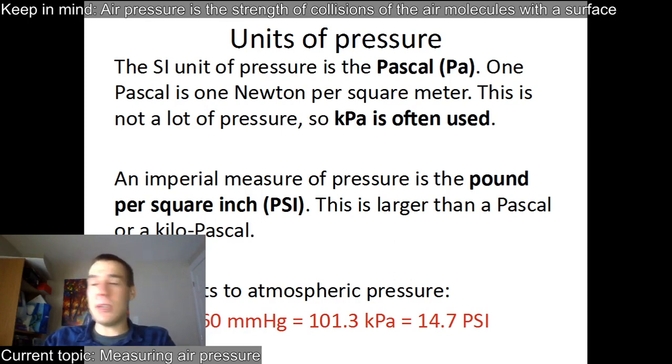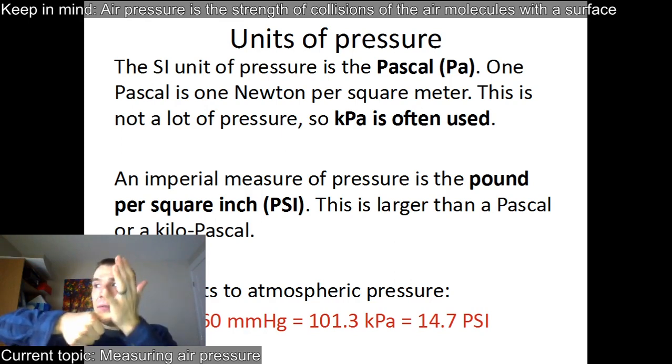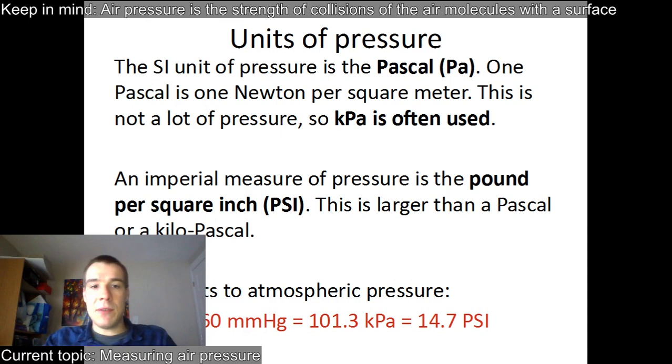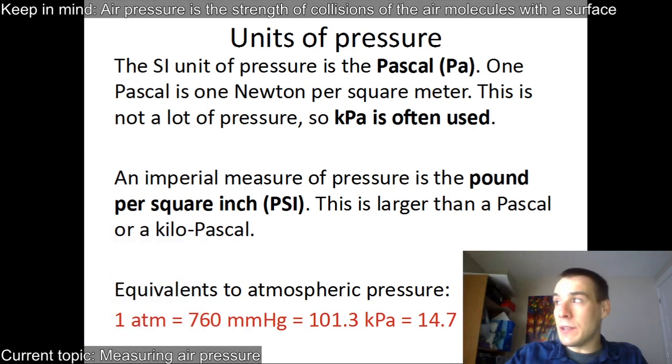Now the imperial measure of this is the PSI, the pound per square inch. This is the one that more people are familiar with. It's also much more evocative. A pound on a square inch. Your thumb is about a square inch, so 1 pound of pressure with your thumb, being able to hold up a pound with your thumb, that's 1 psi. It's bigger than a pascal or a kilopascal, because it's a small area, so it's a stronger pressure. The equivalence in atmospheric pressure, I'll bring this over here.